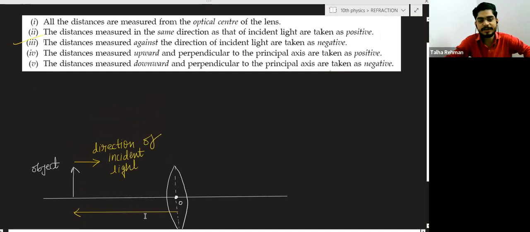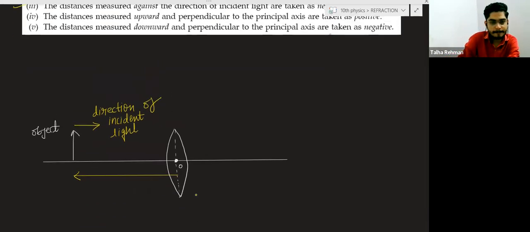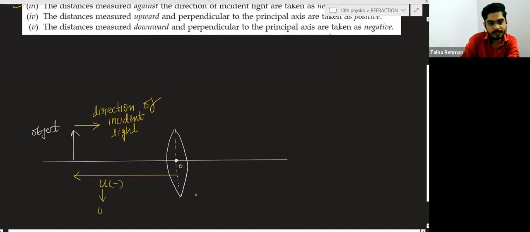So I am just writing u here. U is the object distance, and u here you will take negative. And what is u? U is the object distance.